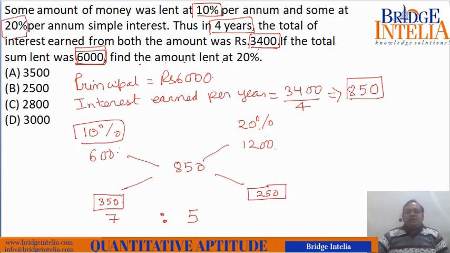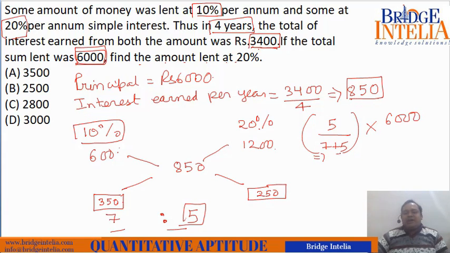Question is, find the amount lent at 20%. So basically this. So 5 parts out of 12 parts of the entire money is 6,000. So 5 by 12 into 6,000. So 12 fives are 60, so 500. So this comes out to be 2,500.